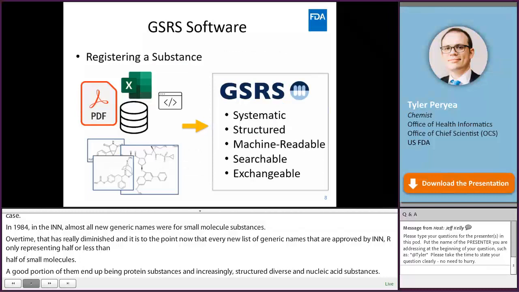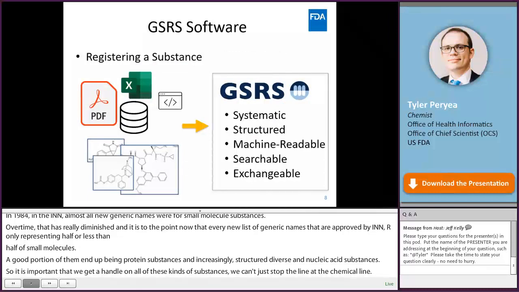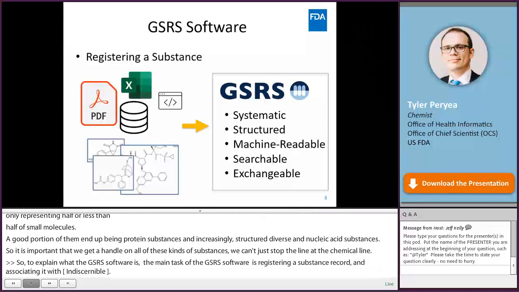So to explain what GSRS software is, the main task of the GSRS software is to help in registering a substance record and associating relevant data to it. So you might have data for your substance in PDFs, in other databases, in Excel sheets, on web pages, or maybe even as images of the chemical structures.